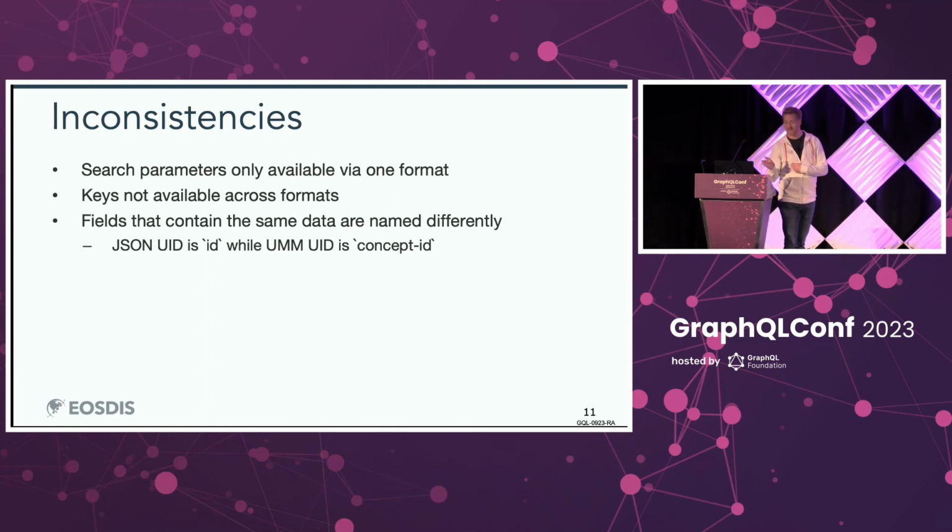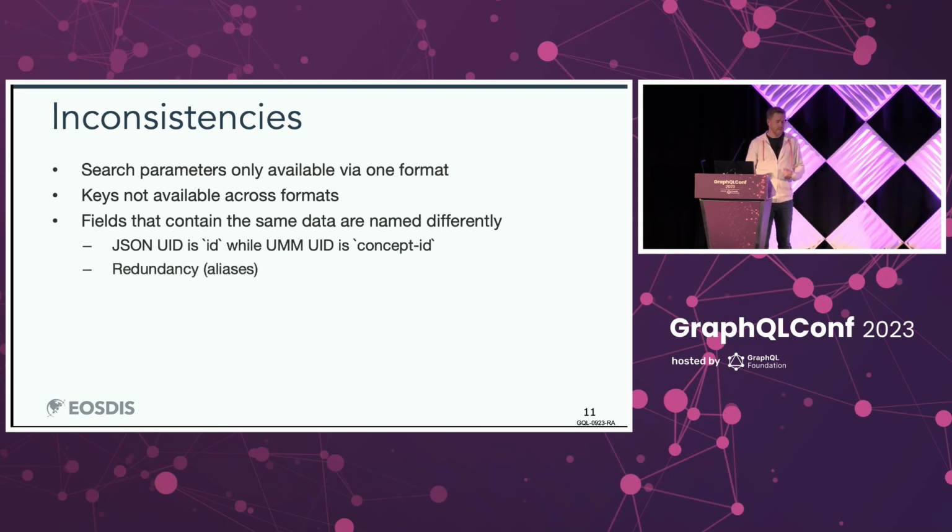Outside of the fact that they contain different data, they might just be called different things. Concept ID, because in UMM they're called concepts. We have a collection concept, a granule concept. Over in JSON land, they're just ID, because it is.